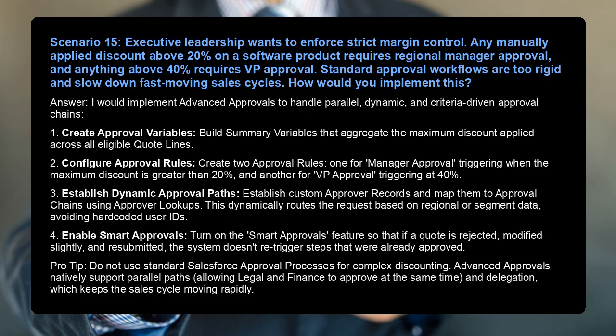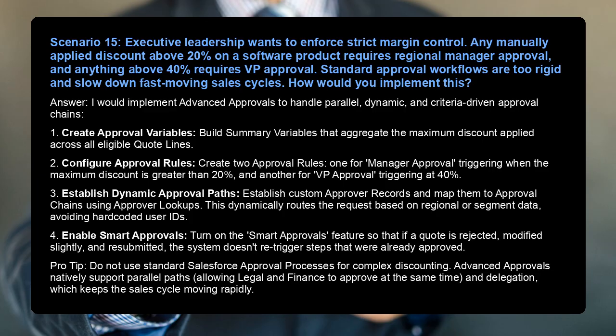Scenario 15. Executive leadership wants to enforce strict margin control. Any manually applied discount above 20% on a software product requires regional manager approval, and anything above 40% requires VP approval. Standard approval workflows are too rigid and slow down fast-moving sales cycles. How would you implement this?